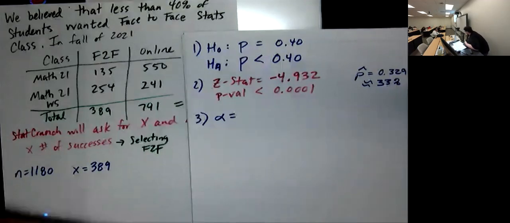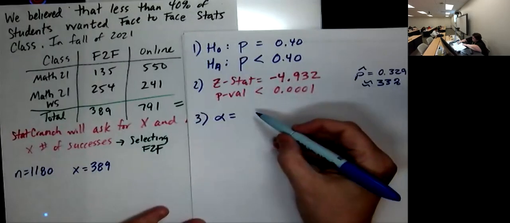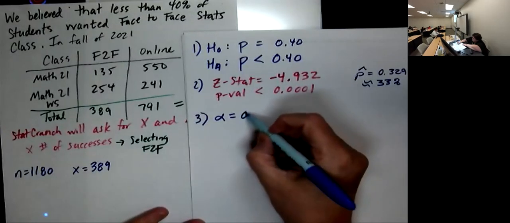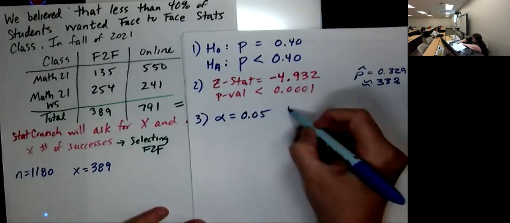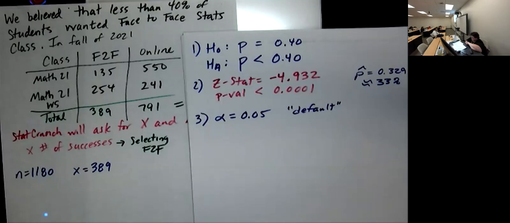The problem did not give an alpha. It didn't say what level of significance I wanted. So the level of significance is going to be 0.05. That's the default for when there's nothing listed.